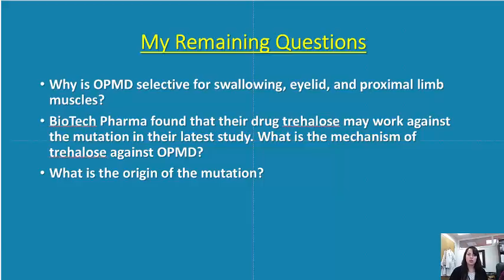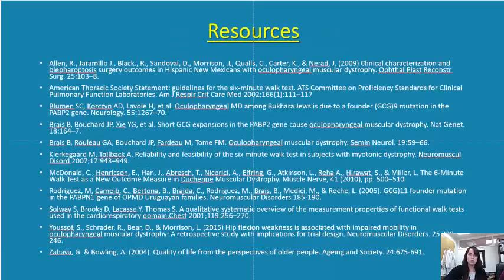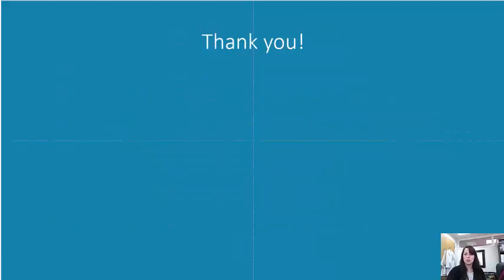Another question I had was, biotech pharma has found that their drug Trehalose may work against the mutation in their latest study, which is very hopeful for future OPMD patients. However, what they didn't answer is what this mechanism is. So my question is, what is the mechanism of Trehalose versus OPMD? And finally, my last question is, what is the origin of the mutation? There are still many remaining questions about OPMD, and I hope they are all eventually answered in the future. Here are my resources, and thank you for your time.